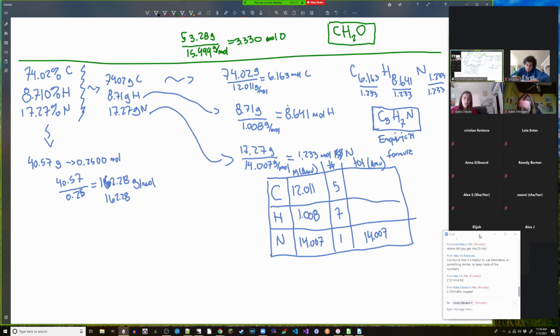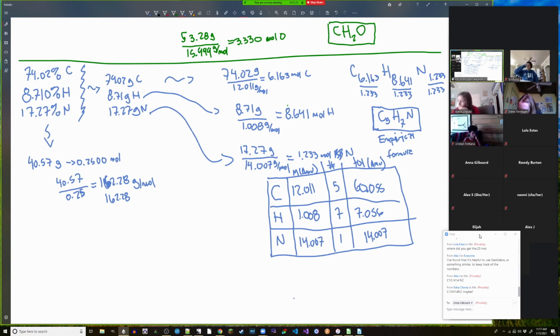Hydrogen, 1.008 times 7. If I was more awake and had had more coffee this morning, I could do this in my head. But I am feeling kind of sleepy, so I'm going to plug it into a calculator. 1.008 times 7 gives us 7.056. And 12.011 times 5. Again, it's not too hard math-wise, but I am a little bit sleepy. 60.055 is what we're going to get there.